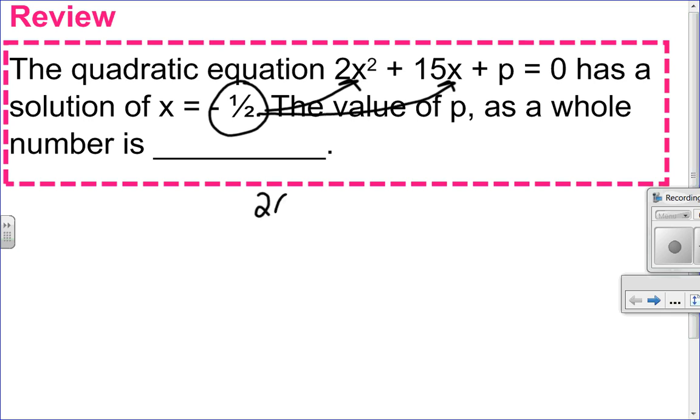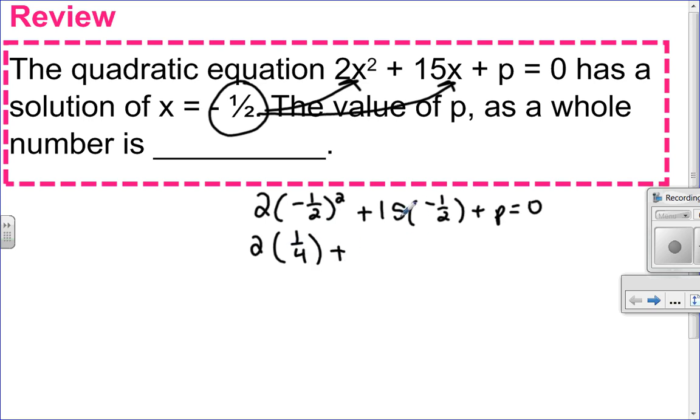So I'm going to have 2 times negative a half squared. It's really important you put them in brackets, especially when you have a negative value, plus p equals 0. So negative a half squared means negative a half times negative a half, which is a quarter. And then 15 times negative a half would be minus 15 over 2, plus p equals 0. So 2 times a quarter is 2 quarters.